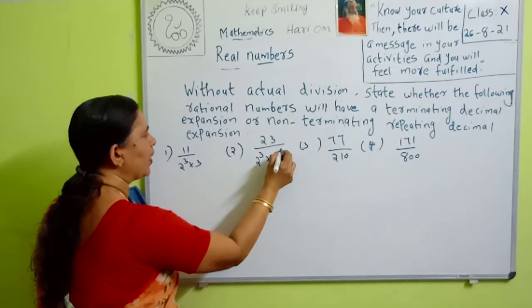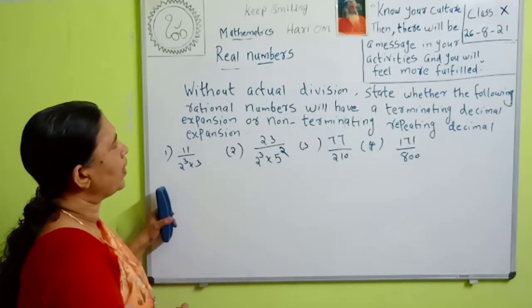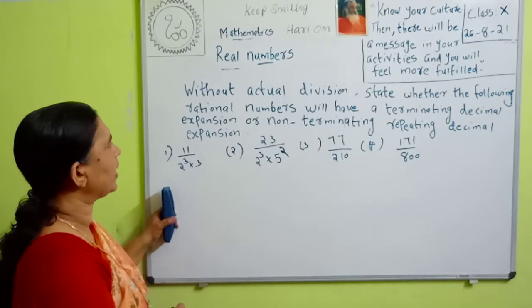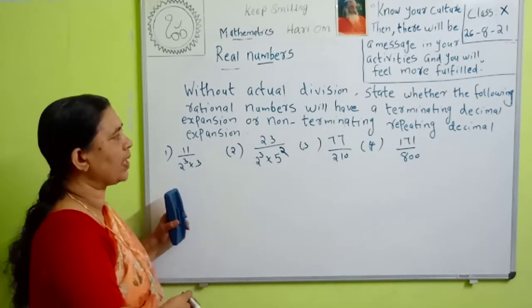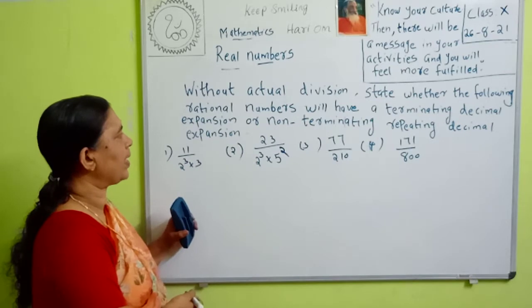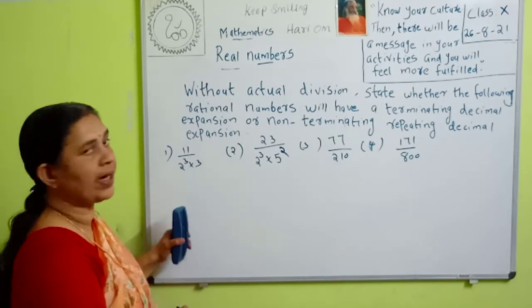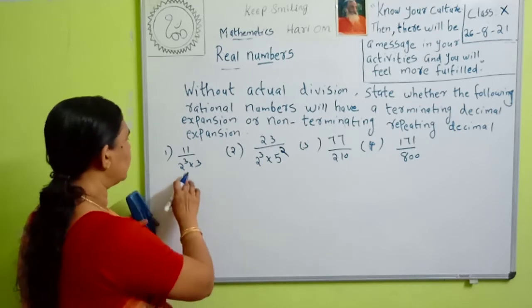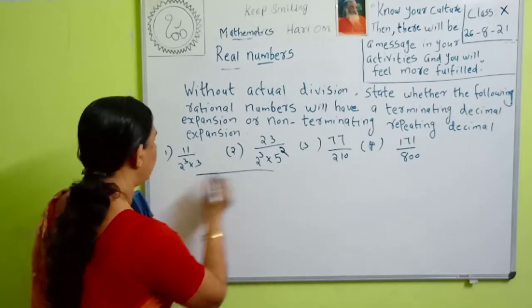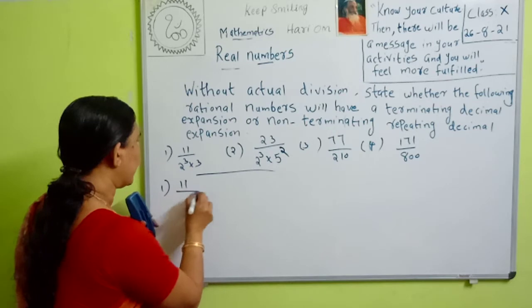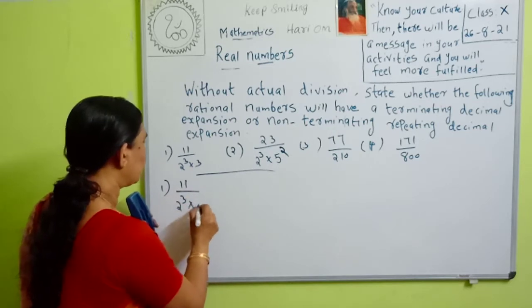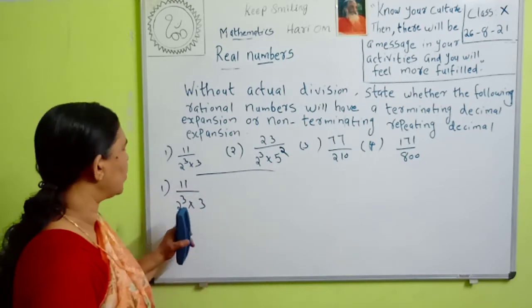Next we can do one question. Without actual division, state whether the following rational numbers will have a terminating decimal expansion or non-terminating repeating decimal expansion. First question, first one, 11 by 2 cube into 3. 11 by 2 cube into 3.